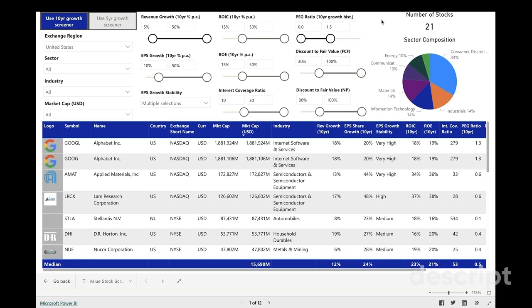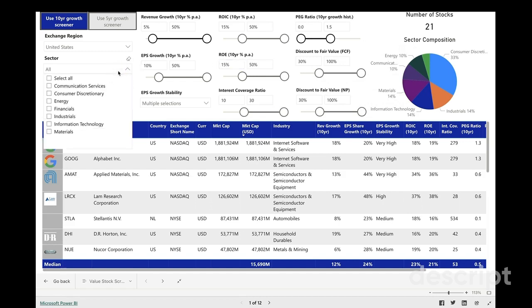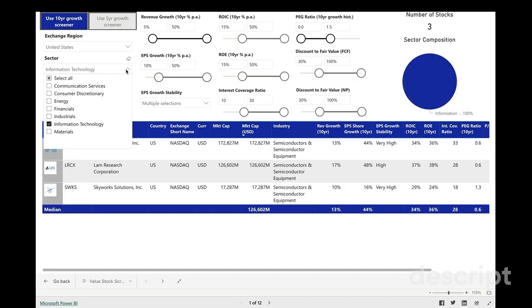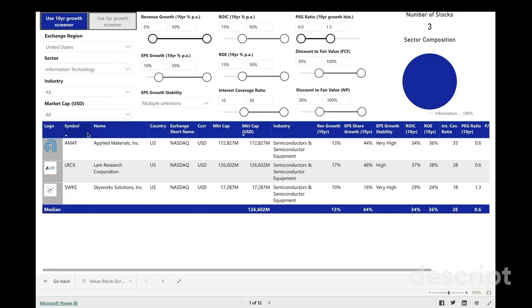After setting your criteria, the screener will display a list of stocks that meet your requirements. The number of stocks found is displayed in the top right corner, along with a pie chart showing the sector composition of the results. Let's further refine our search by selecting information technology from the sector drop-down list. This will narrow down the results to only include stocks from the information technology sector.